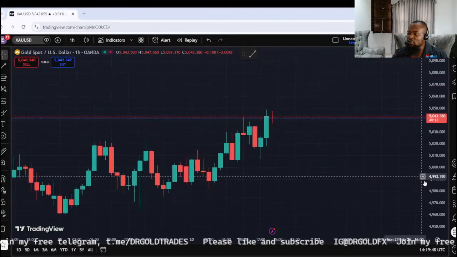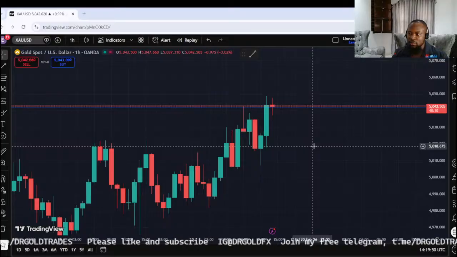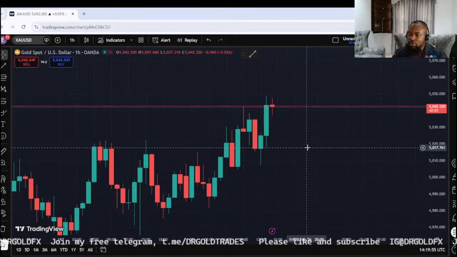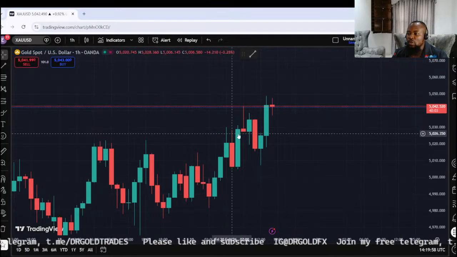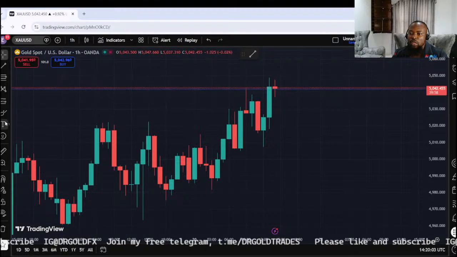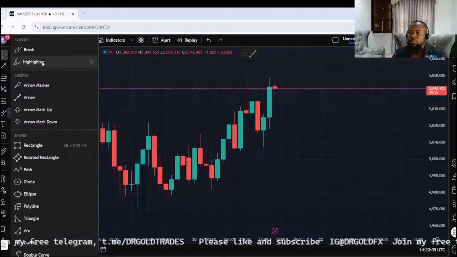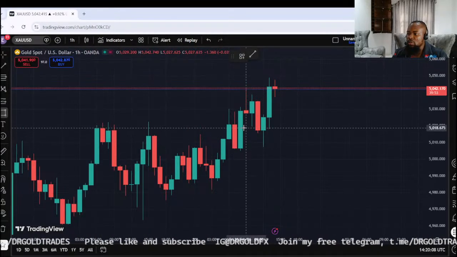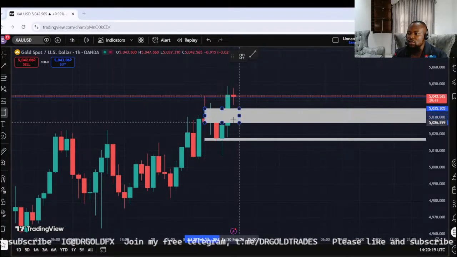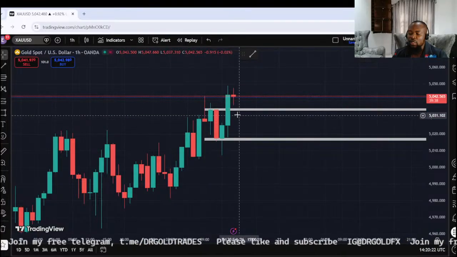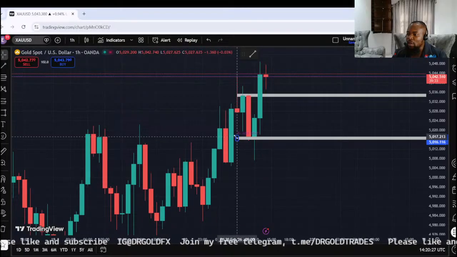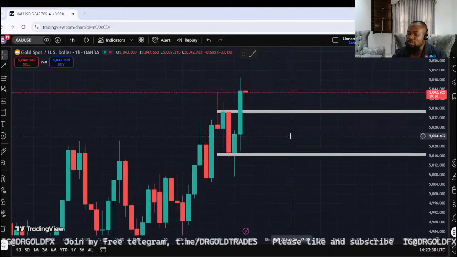Now on this 1 hour time frame, this is where I start to look for what my bias is going to be for that day. Looking at the current market price, we have created a support right at this point. This is the most recent resistance that we've created. These are the things that I pay attention to. I will mark out my support and resistances.